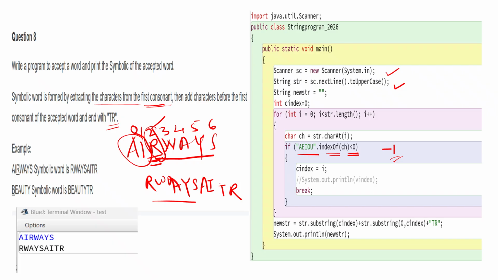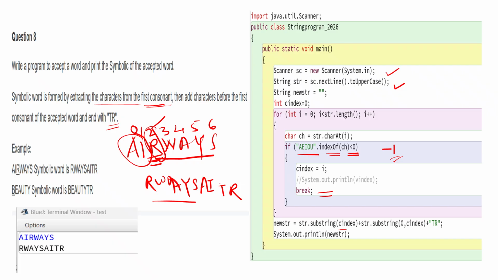Now as soon as I get that first consonant, I will break this loop, and then I form a new string. The new string is equal to str.substring(cIndex). Now my cIndex is 2, for example here. Till the end, I will use only this function: I give one index, and till the end it will get all the characters. Plus I will have str.substring of 0 to cIndex.